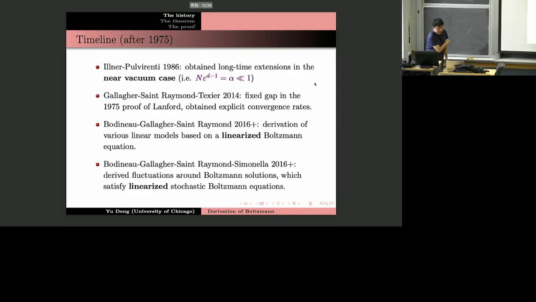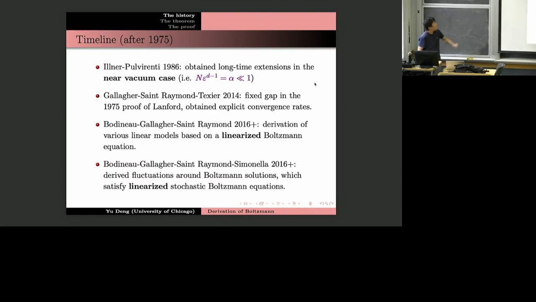Okay, and subsequently there is work of Illner and Pulvirenti, which obtained these long time extensions where t is as large as you want, but alpha is much less than 1. So Illner and Pulvirenti: alpha much less than 1, t arbitrary. That's in the case of R^d, which is okay.